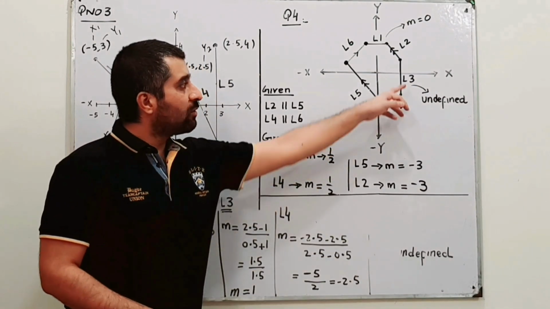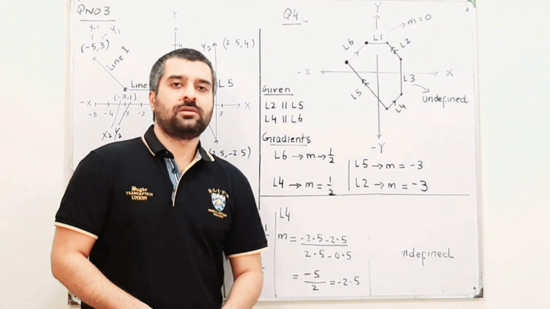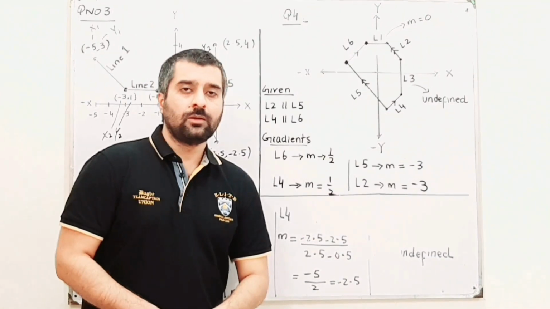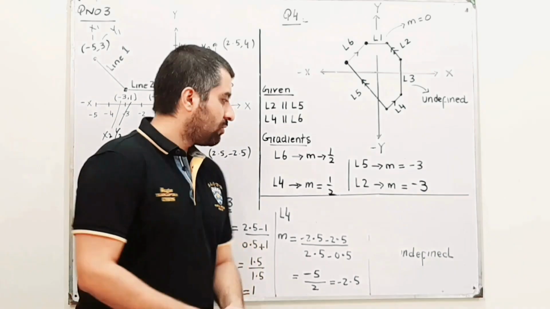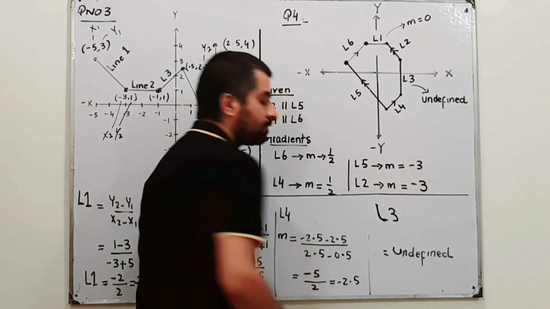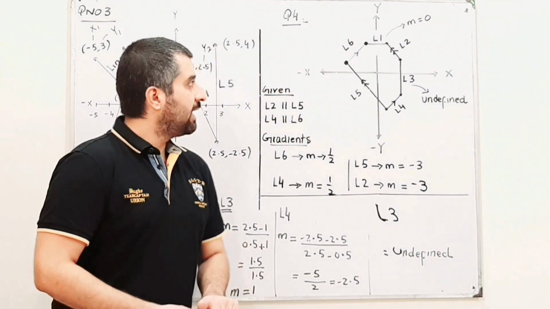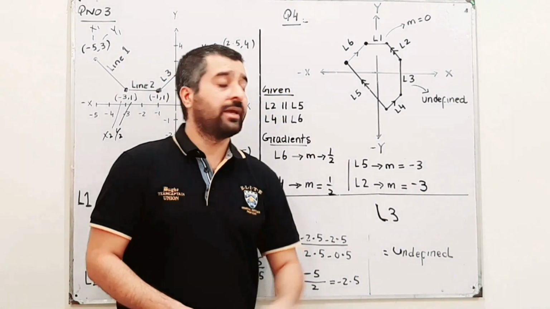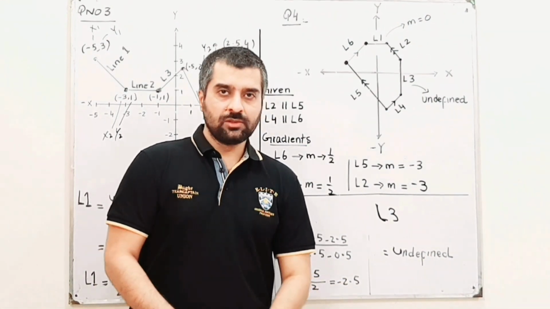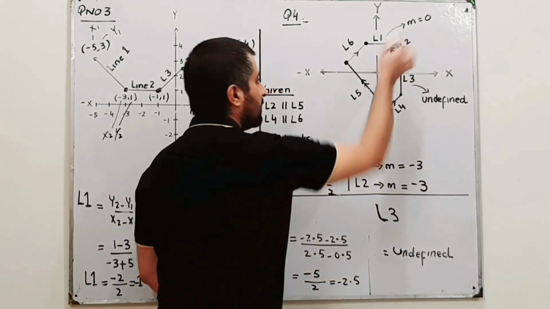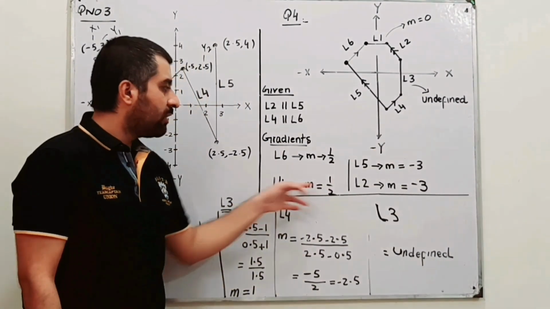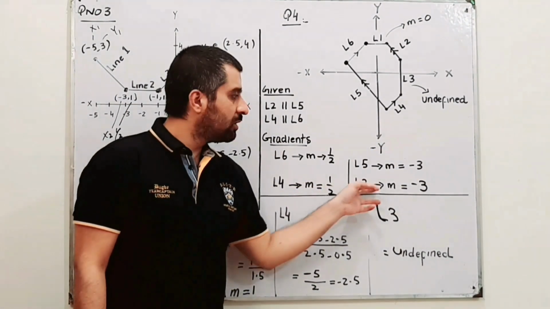Now talking about the gradient of L3. L3 is a vertical line whose gradient is undefined, because it is a vertical line. And L1 is a horizontal line, so its gradient is 0. So the gradient of L1 is 0, the gradient of L3 is undefined, the gradient of L4 is 1 by 2, the gradient of L2 is minus 3.